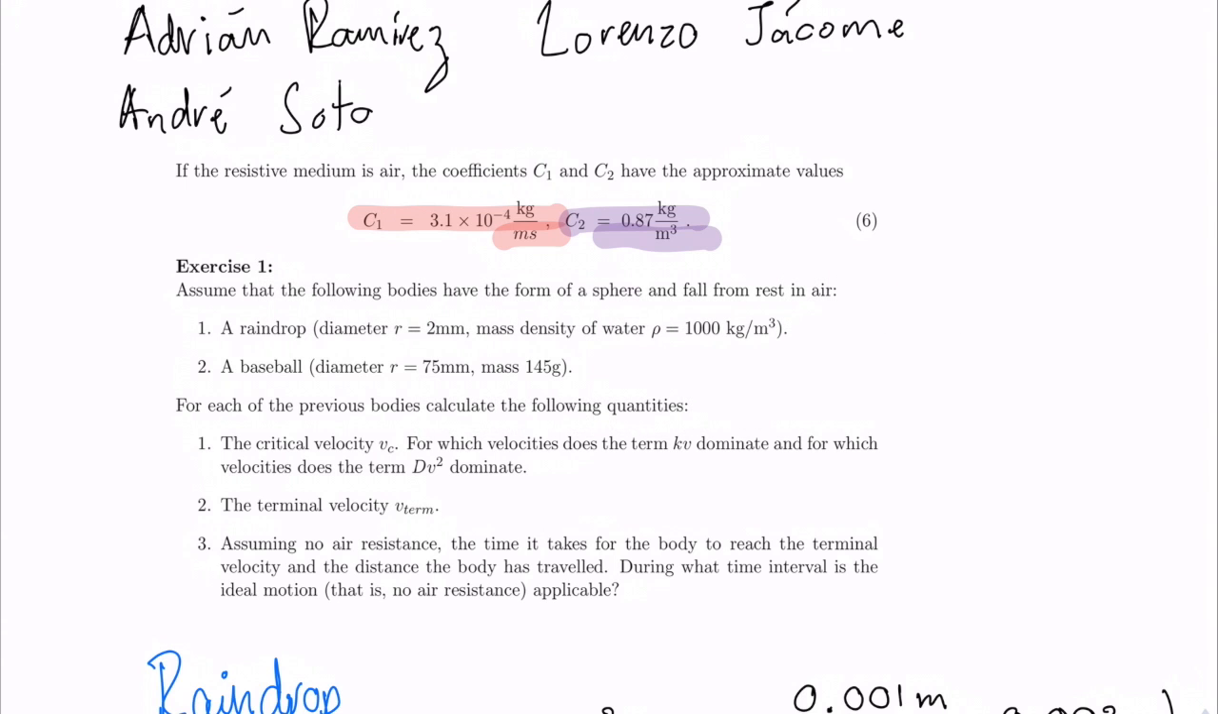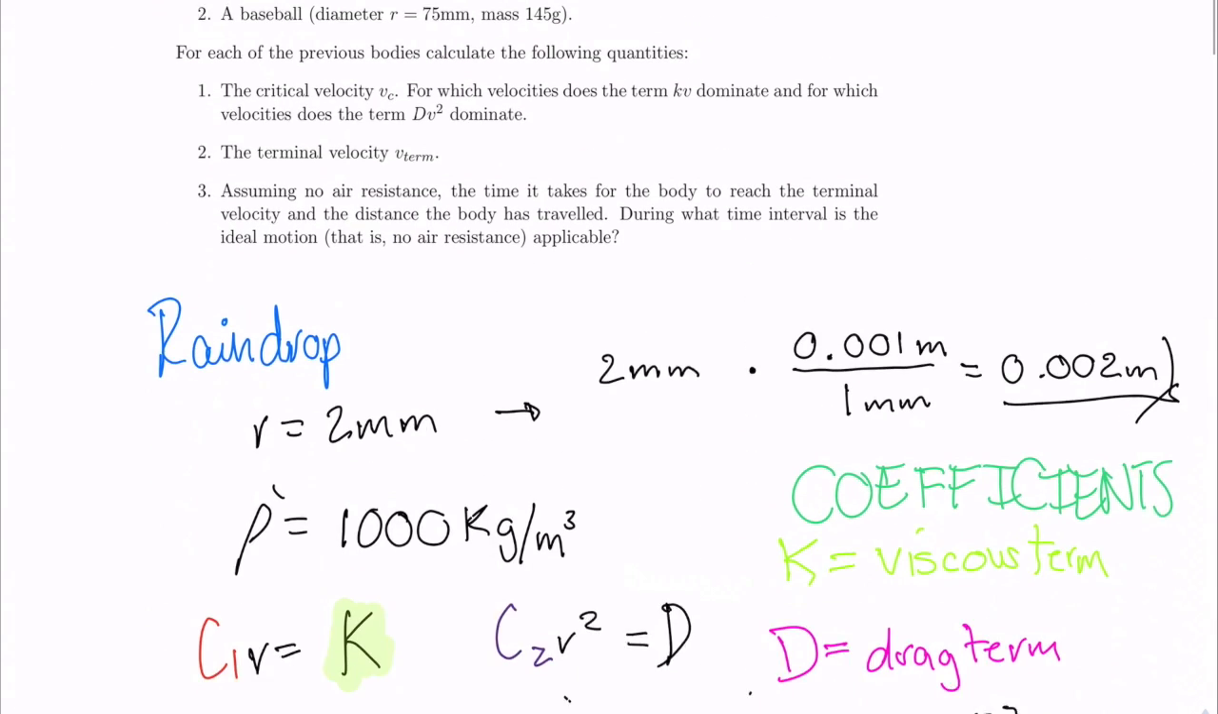Okay, so let's start with the first exercise. The first exercise tells us, assume that the following bodies have the form of a sphere and fall from rest: a raindrop and a baseball. For each of the previous bodies, calculate the following quantities. So let's start with the raindrop.